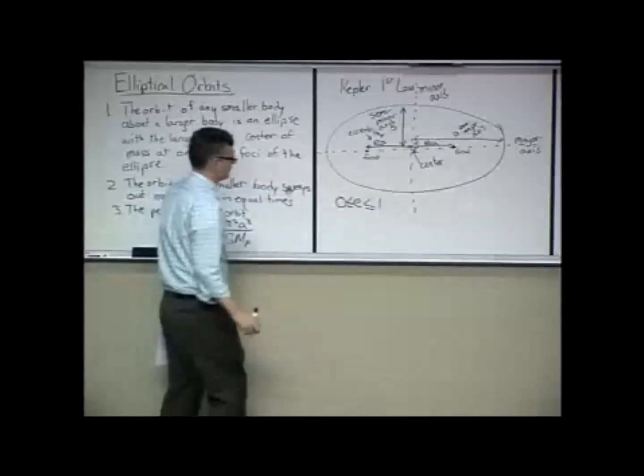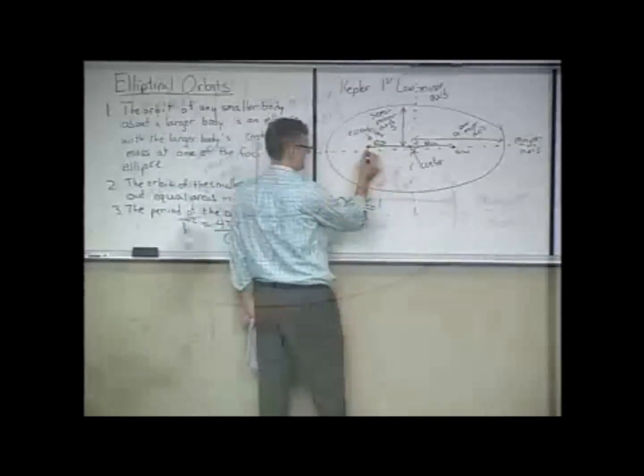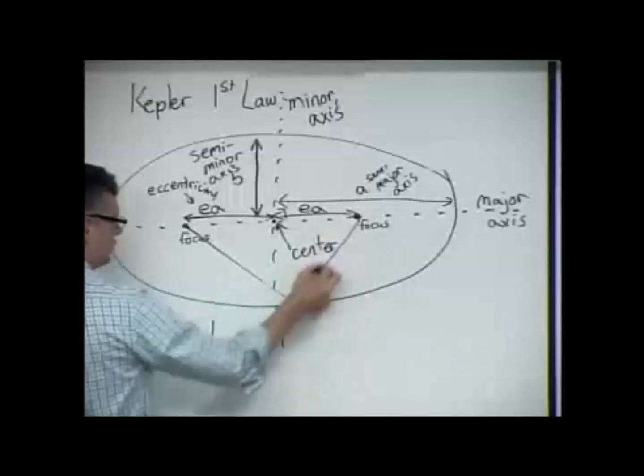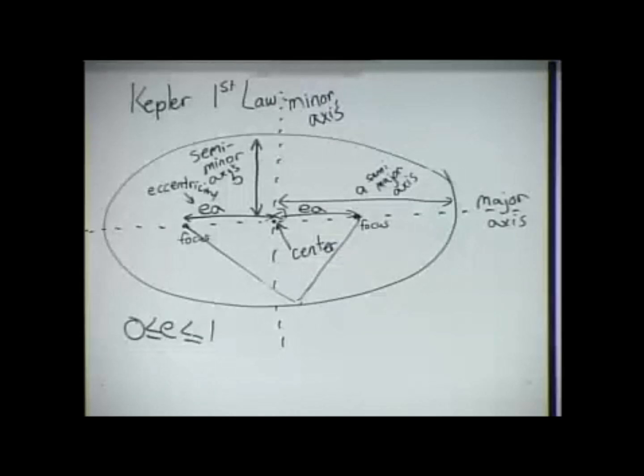Mathematically, another interesting property that an ellipse has is that from a focus to any point on the ellipse and back to the other focus, that total length is 2a, no matter where you go on the ellipse. It's a mathematical definition of that particular conic section.